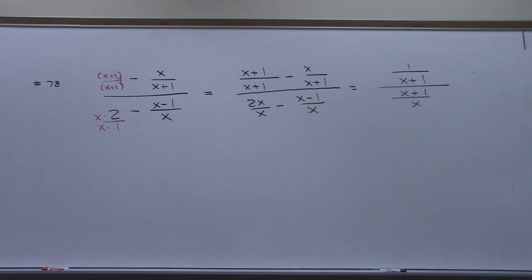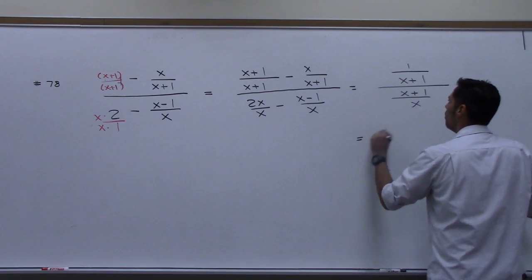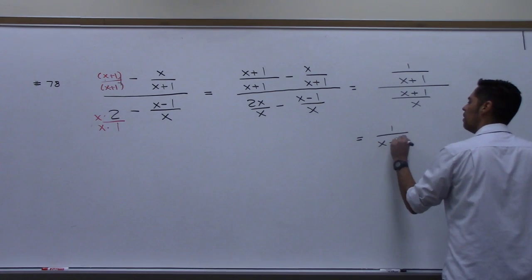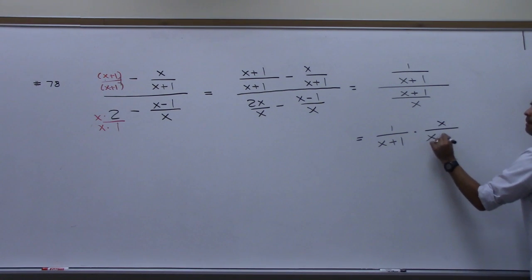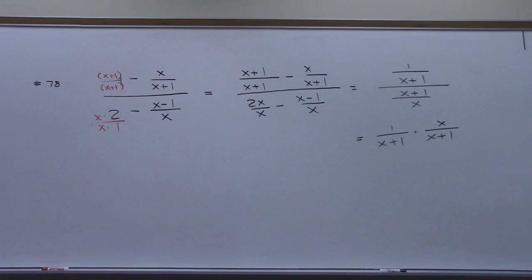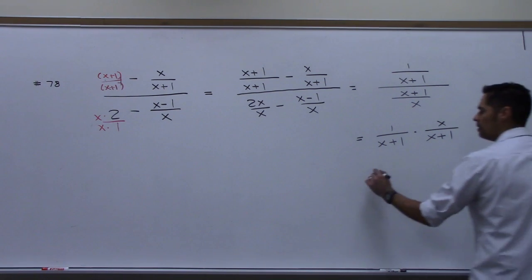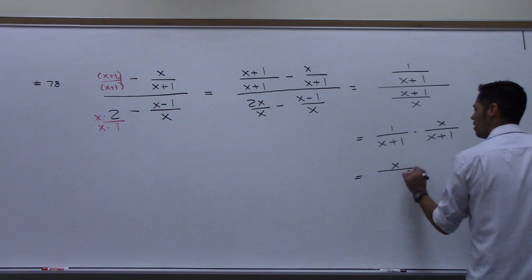And flip. So we're going to flip here. 1 over x plus 1 times x over x plus 1. Too bad it wasn't the other way around, huh? Because then it would have canceled, but it didn't. So, oh well. It'll just be x over x plus 1 squared.